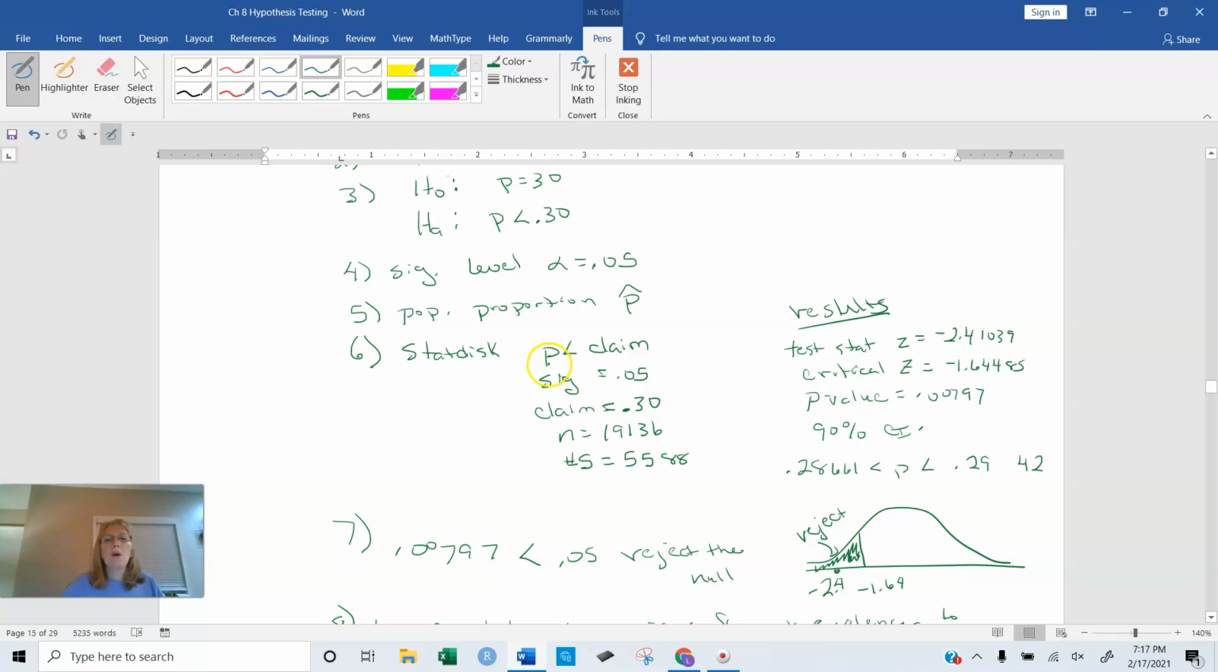So here, p is less than the claim. We have a significance level of 0.05, our claim is 0.30, n equals 19,136, and the number that sleepwalk was 5,588. We found that on the other page. When you type that into StatDisk, these were your results over here.